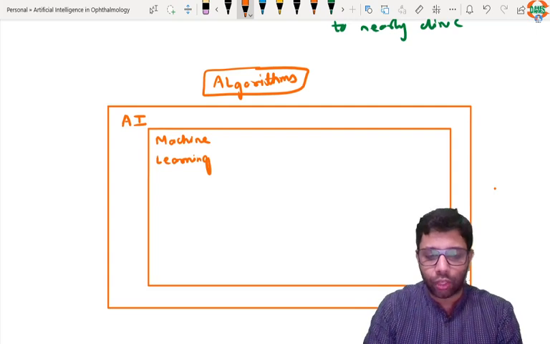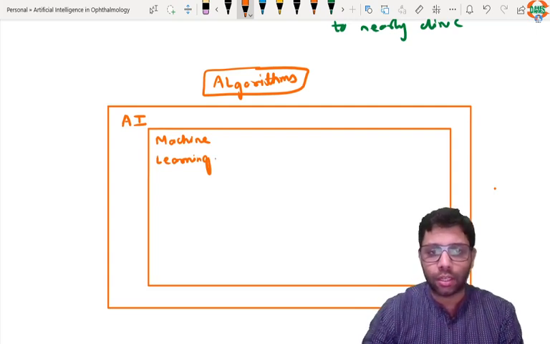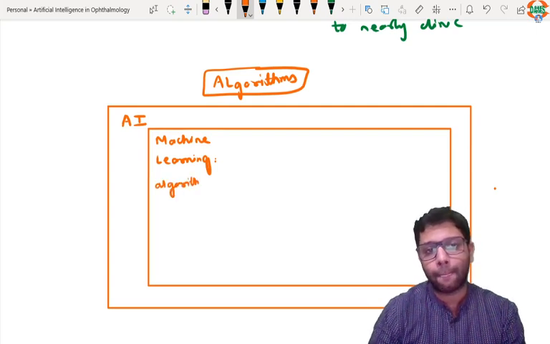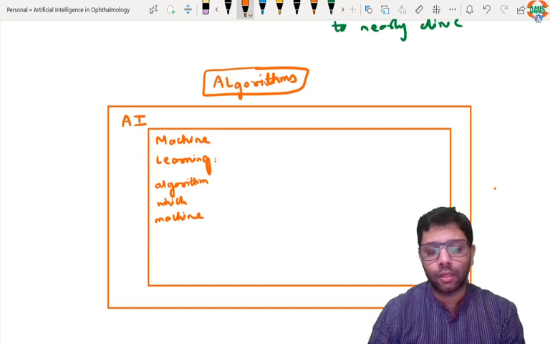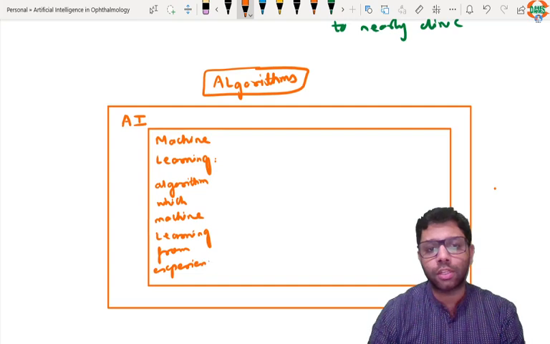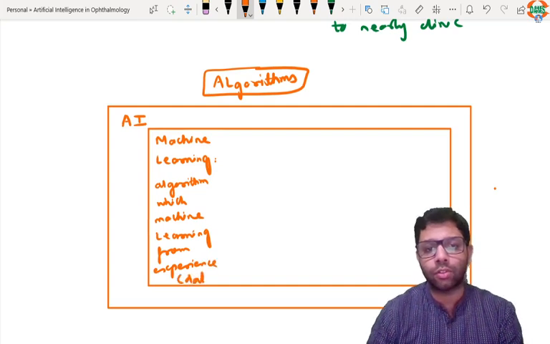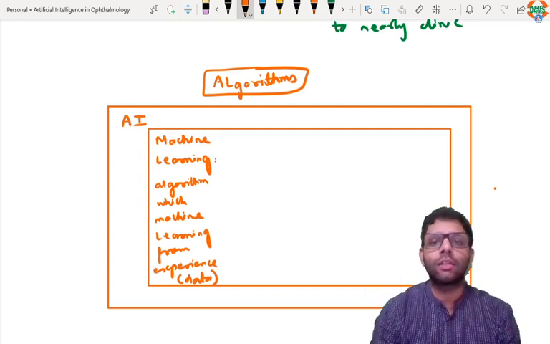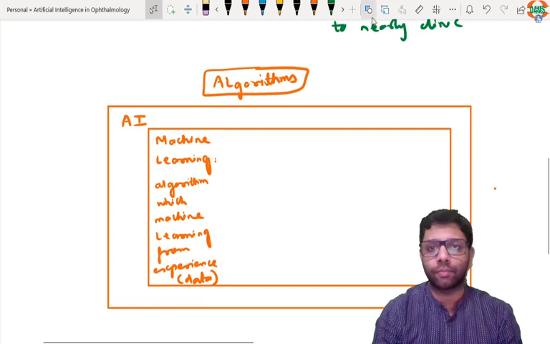Now machine learning is an algorithm in which the machine is learning from experience. What experience? The data. Experience means what? A huge amount of data is given to the machine, and by looking at the data for a long time, the machine can decide on that condition.